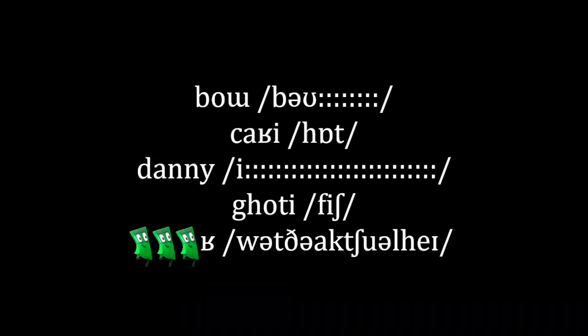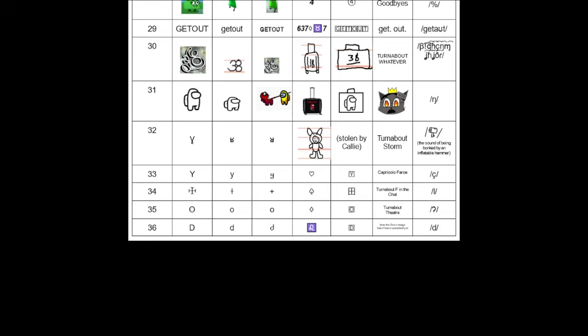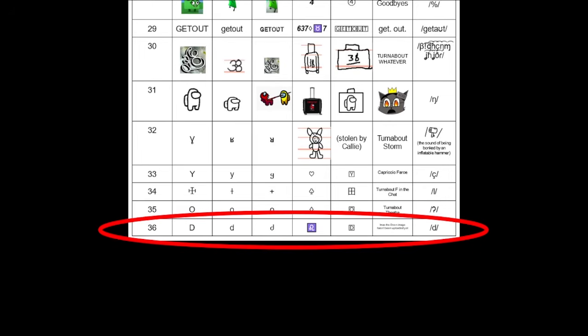Some other multigraphs include bow, hot, fish, and what the actual hey. These also don't count as individual letters, unlike get out. Oh, and you may have noticed that the creator of the conlang made the curious decision of putting the letter D at the end of the alphabet.